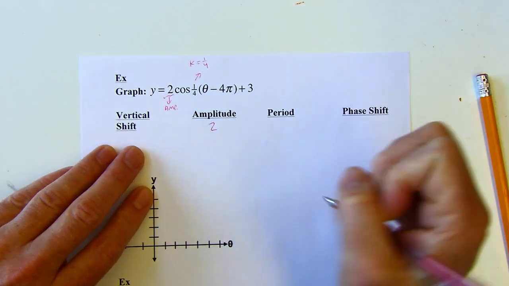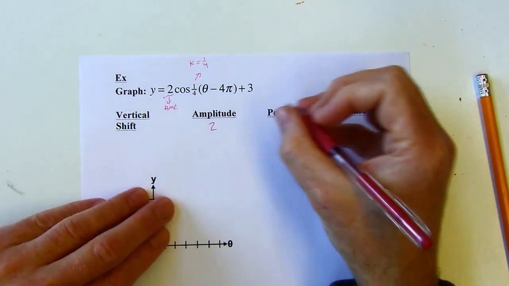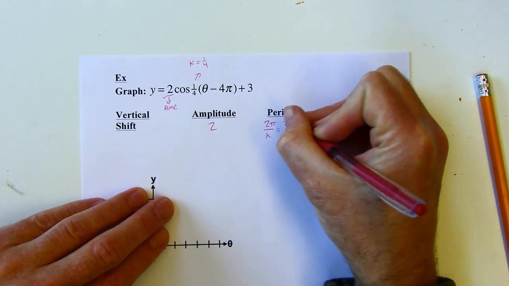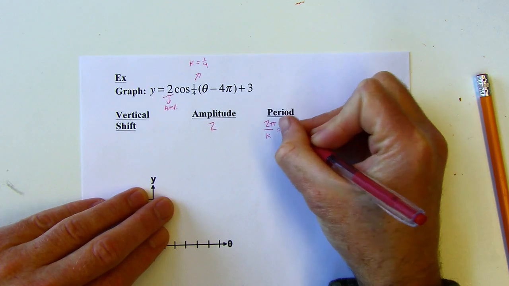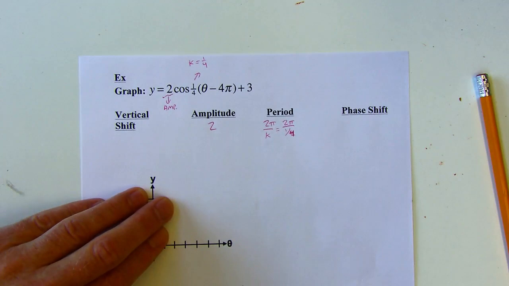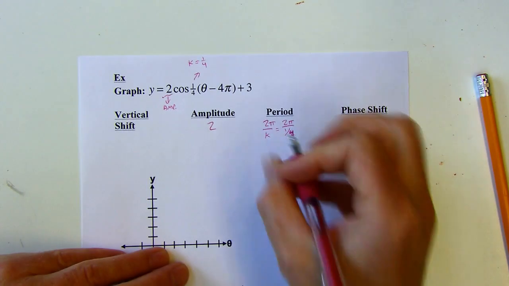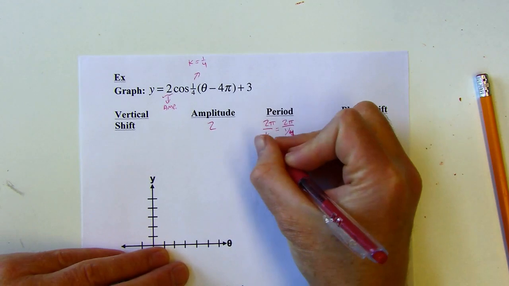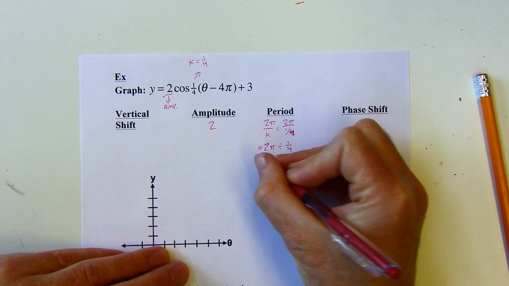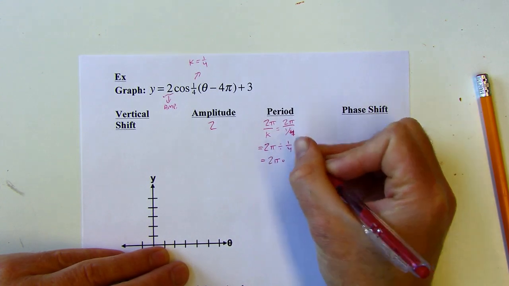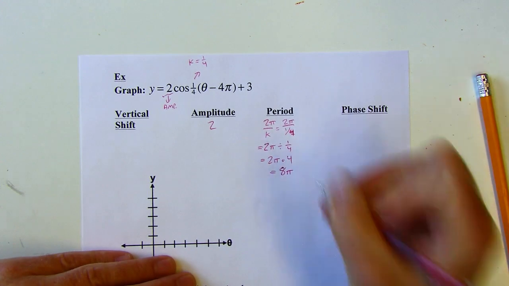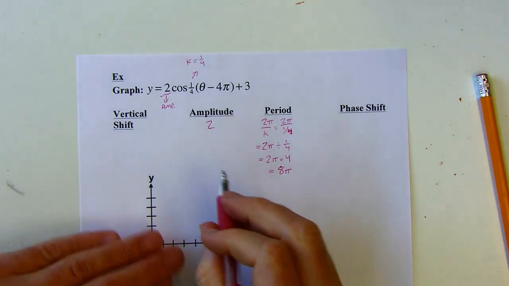K is 1/4. That doesn't give me the period in itself, but remember the period is going to be 2 pi over K. So I've got 2 pi over 1/4. Whoops, not 1/2, 1/4. Okay, well, I can do something with this. 2 pi over 1/4. That's 2 pi divided by 1/4. Okay, and that means that's 2 pi times 4 over 1, or times 4. So that means my period is 8 pi.